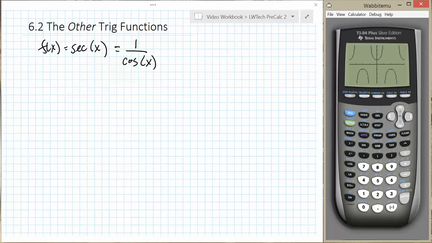Interesting. Again, we have some asymptote-looking behavior here. This isn't really unexpected. We expect to have some trouble any time that the denominator is zero. And in this case, that means any time that the cosine is equal to zero, we are going to have an undefined function, which ends up creating an asymptote in the graph.